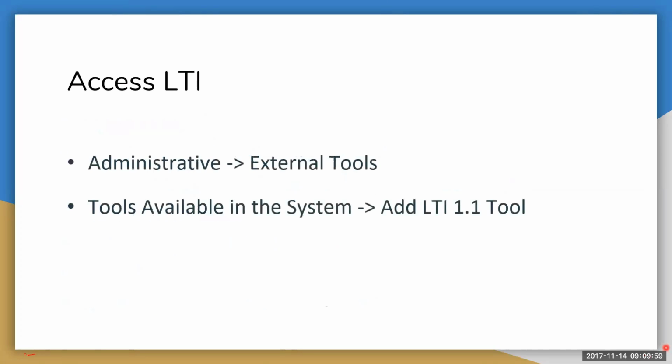To get there, if you are an administrator, you would be on your administrative site. On the bottom left menu, there's an item that says External Tools, and then you click the button at the top that says Tools Available in the System, and then there's a link on the right that says Add LTI 1.1 Tool, and I think that's what it says in 10. I believe in 11, it might say 2.2 or 2.1, but either way, that's where you can add your tool.